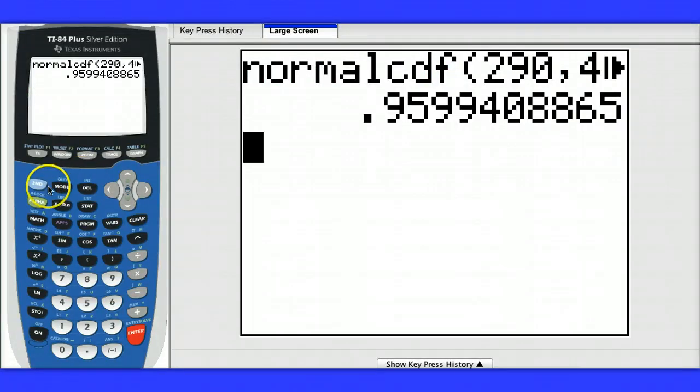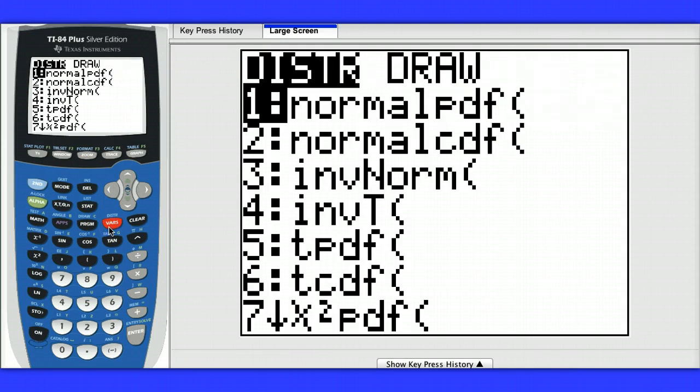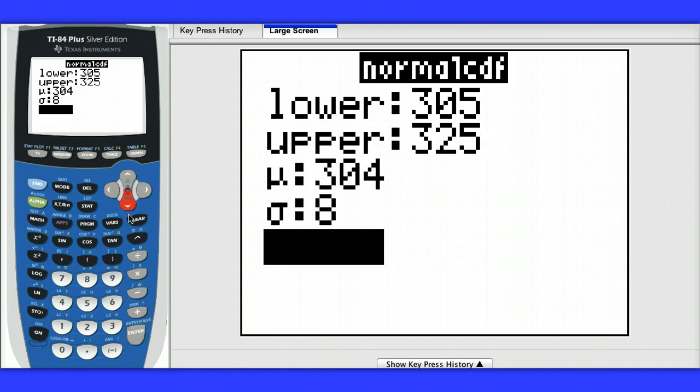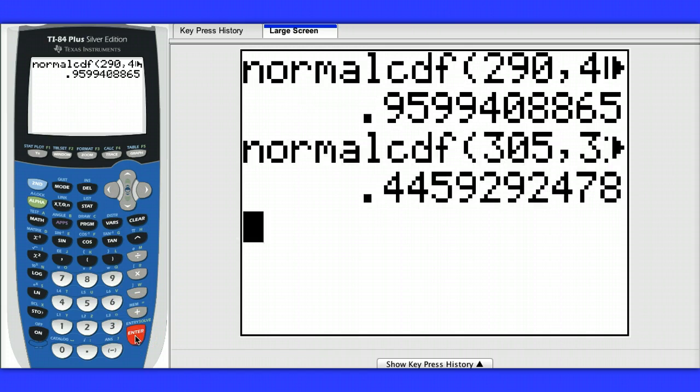Once again, we'll use the normalcdf command, 2nd Vars, choose option 2, and we want to know what proportion, or what percent, of the drives are between 305 yards and 325 yards. So I'm going to type 305 here for the lower bound, 325 for the upper bound, and the mean and standard deviation stay the same. Go down to Paste, enter, and we can see about 45% of his drives are between 305 and 325 yards.